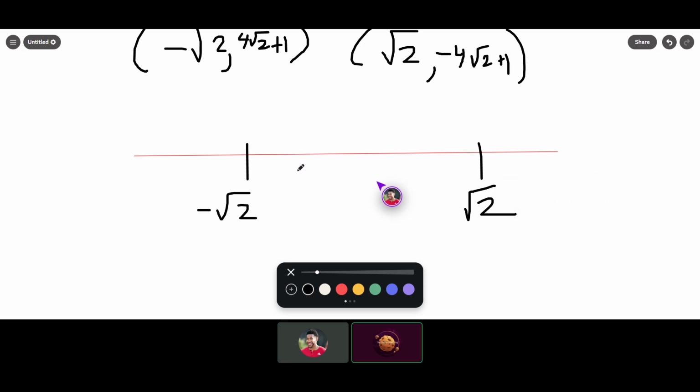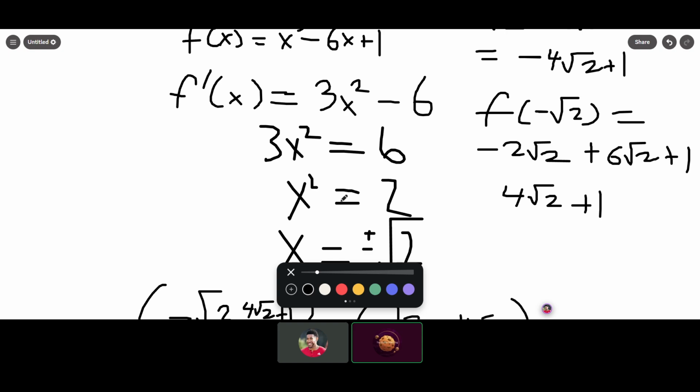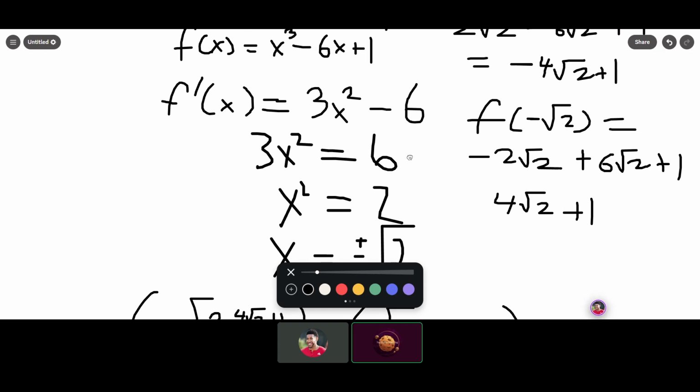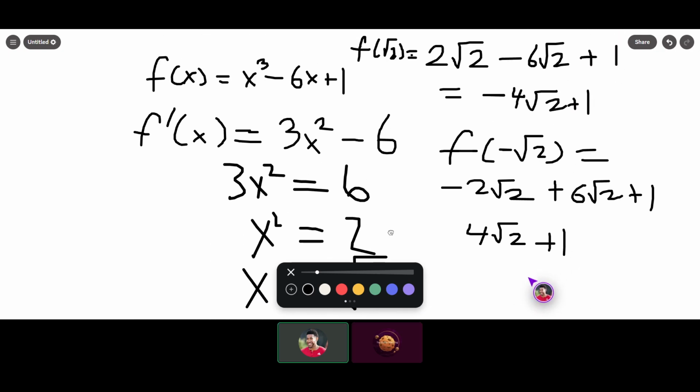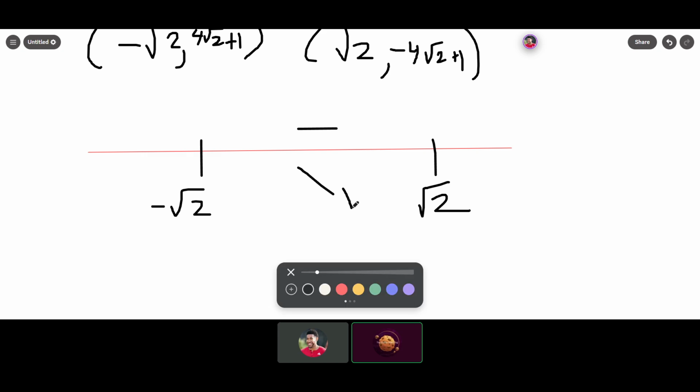Tell me a value that's very easy in between negative root 2 and root 2. 0. So let's plug in 0 into the derivative function. Remember, guys, it's the derivative function, not the original function. When you plug in 0 into the derivative function, what do you get? You get negative 6. And that's going to give us a negative number. So that tells us that the function is decreasing in this interval.